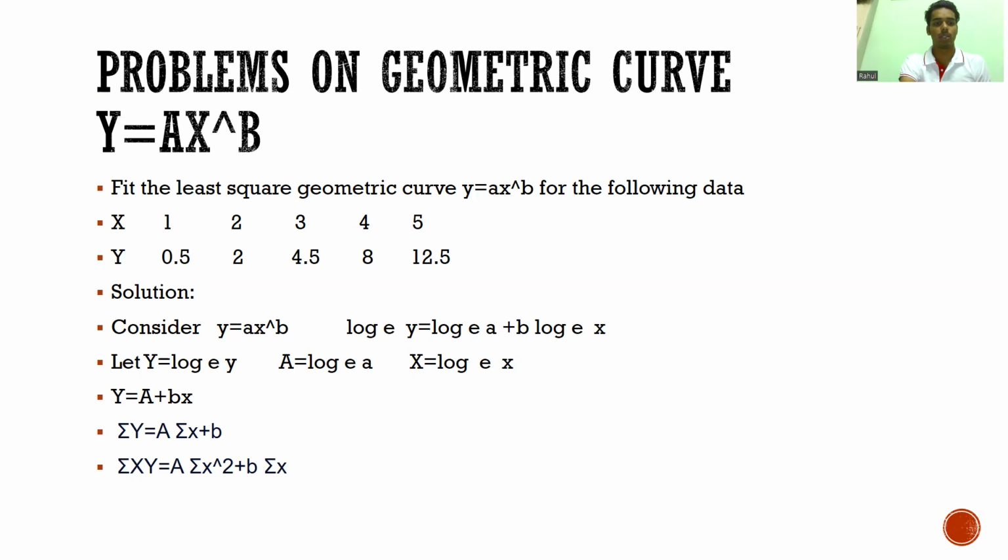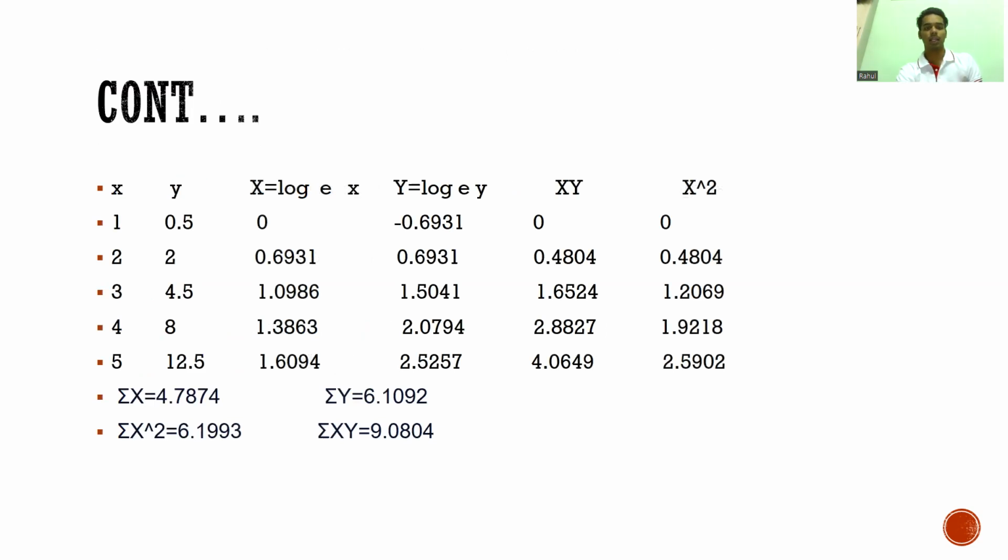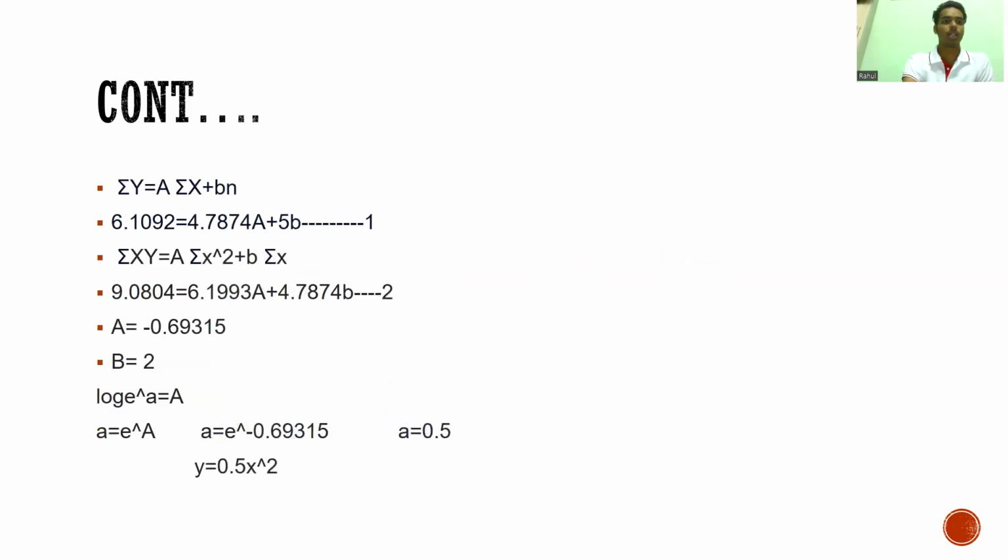Next, summation XY = A summation X² + b summation X. Again, construct the table: X, Y, capital X, capital Y, capital XY, capital X². Find the summation of the respective columns. Next, apply the respective equations. That is, summation Y = A summation X + bn. Next, summation XY = A summation X² + b summation X. You get the A and b values. Then use the initial relation, log a = capital A, from which you can get the value of small a. And finally, you will get the value of y.